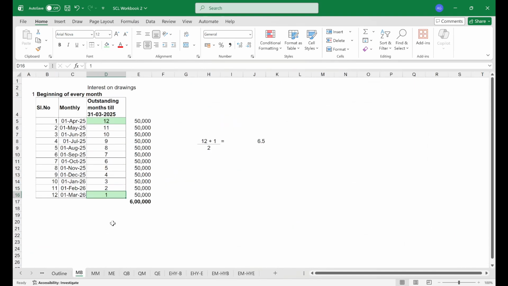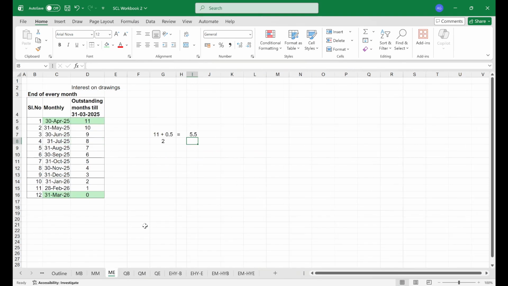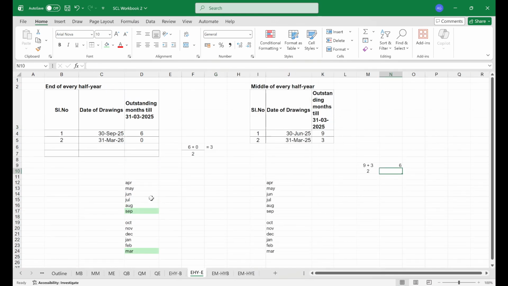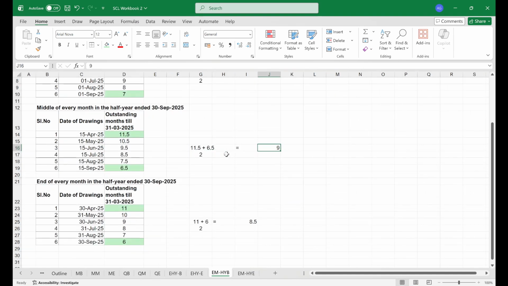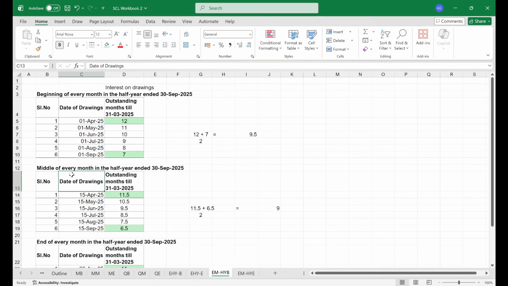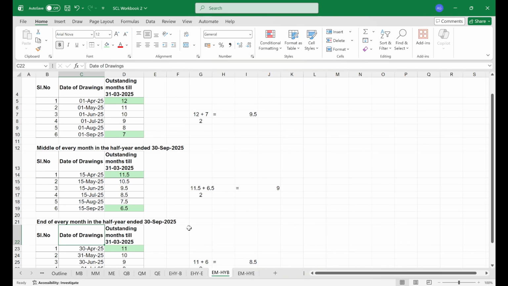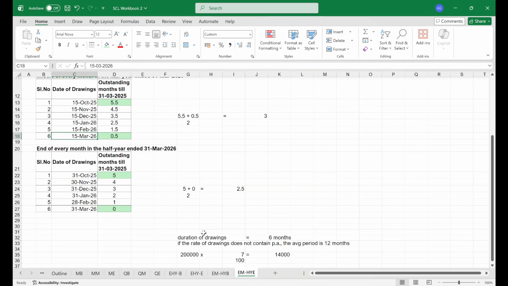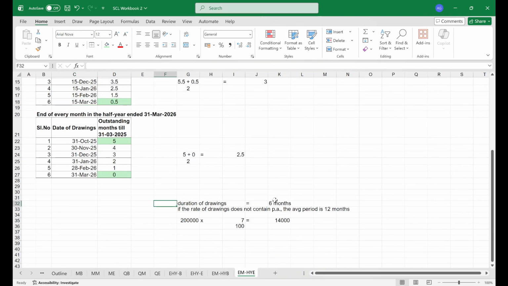So we have covered all scenarios here. You can see beginning of month, middle of month, end of month, beginning of every quarter, middle of every quarter, end of every quarter, and beginning of every half year, middle and end of every half year. We have also covered beginning of every month in the first half year, middle of every month in the first half year, end of every month in the first half year, and similarly beginning of every month in the second half year, middle and end of second half year. And we have also covered two miscellaneous situations where there is no duration given, and where no per annum is given.